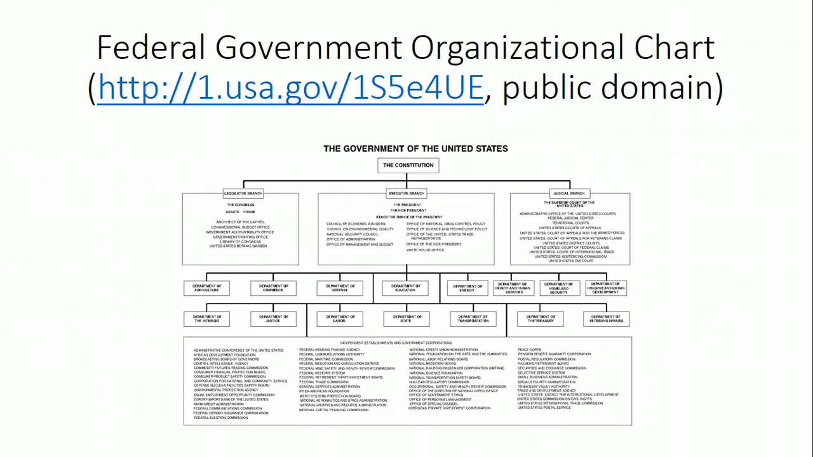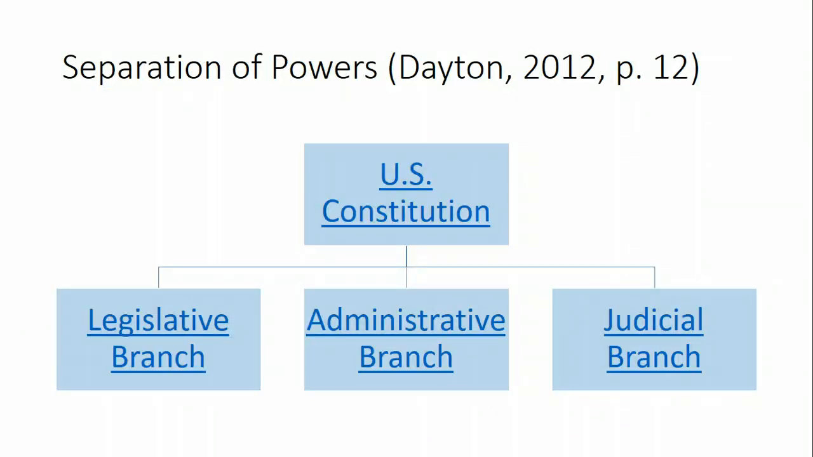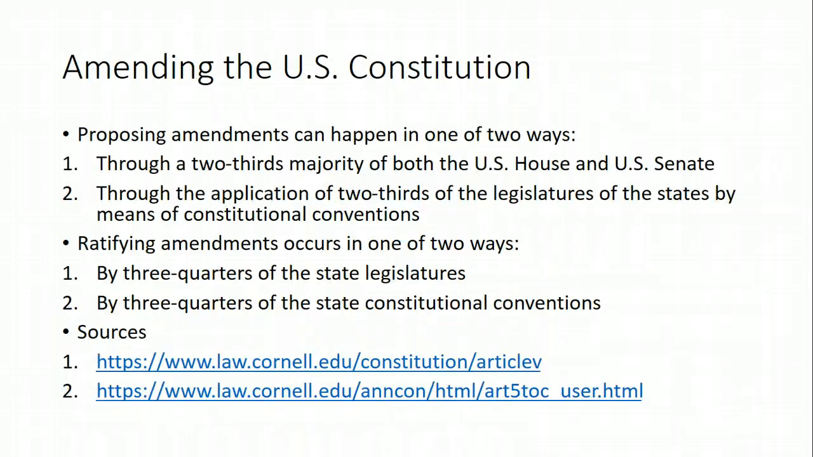So, moving ahead, we can see in clearer view the separation of powers. Again, the United States Constitution lays out the powers of Congress. It lays out the powers of the administrative branch, and it lays out the powers of the judicial branch. And these separation of powers have a constitutionally built-in system of checks and balances.